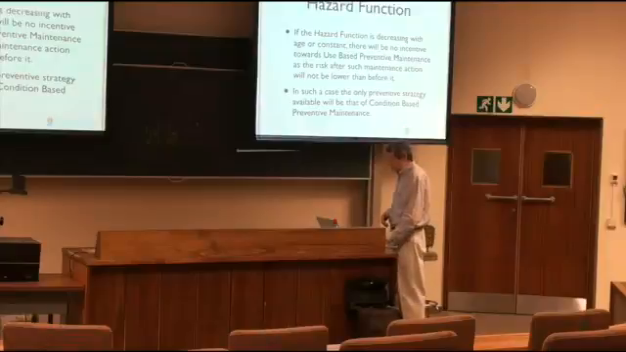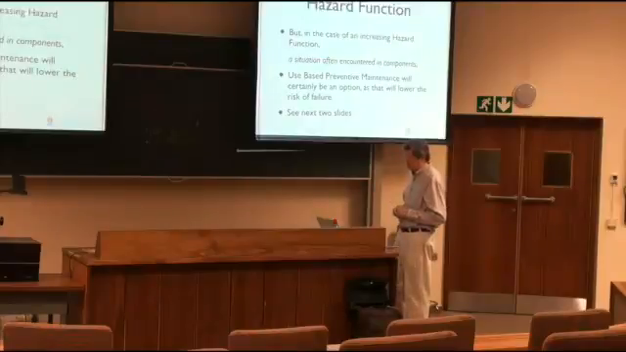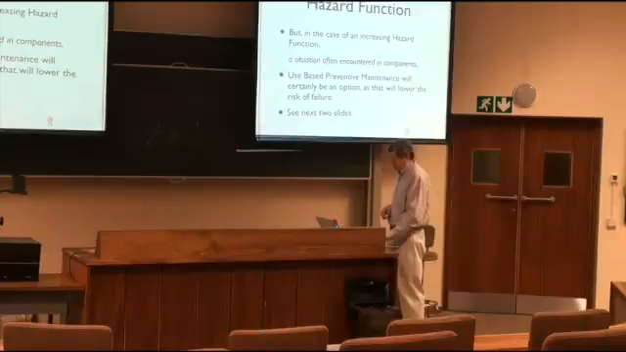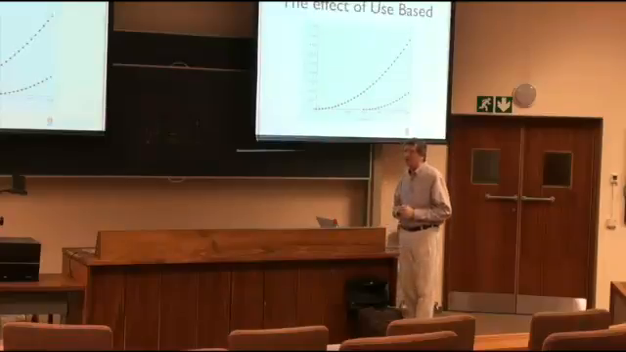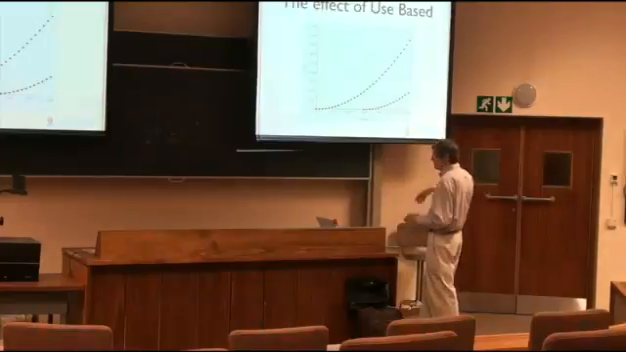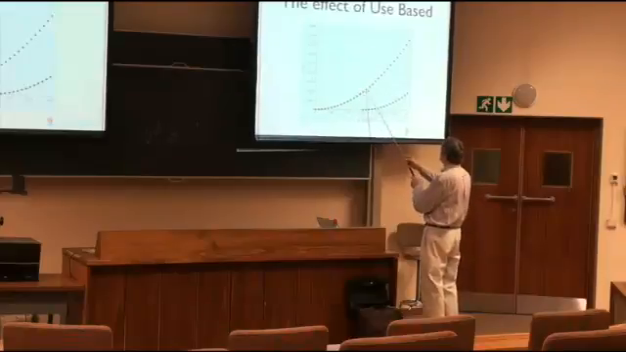We say that in the case of an increasing hazard function, which is a situation often encountered in components, use-based preventive maintenance will certainly be an option, as that will lower the risk of failure. If we have an increasing force of mortality, then we can do that. We can replace the component with a new one, cut its life short, and immediately your risk falls from there to there. So that risk you cut out, and you go from here to here.